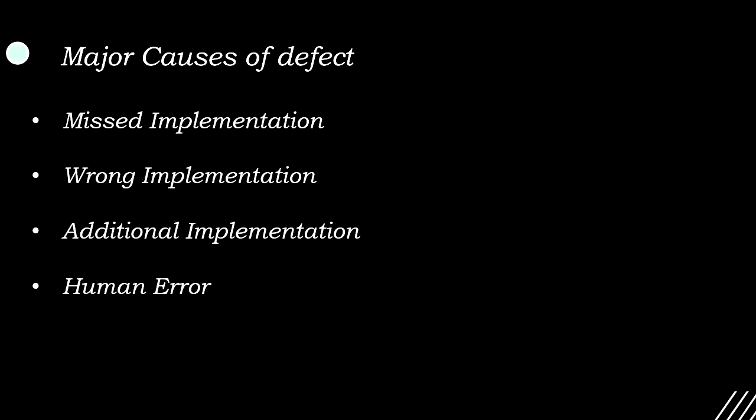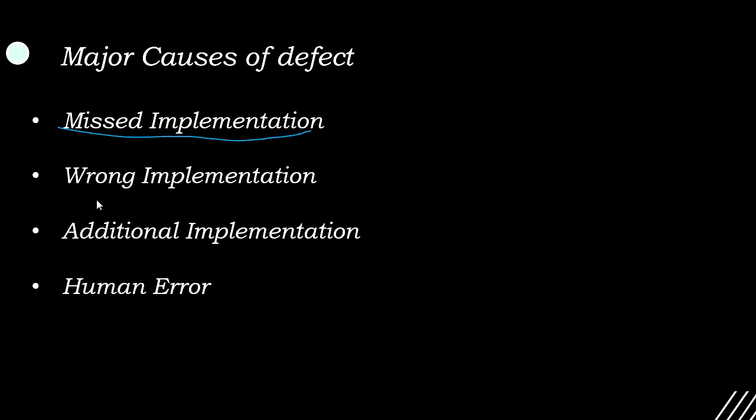When we say missed implementation, the requirement says that the page should have username, password, email address, date of birth, and then login button. And some other fields are being specified in the requirement, but the developer does not find the email address field and he misses it. So okay, in that case, while you are testing it, you will feel that it has been missed and you will log a defect. So that is nothing but the missed implementation.